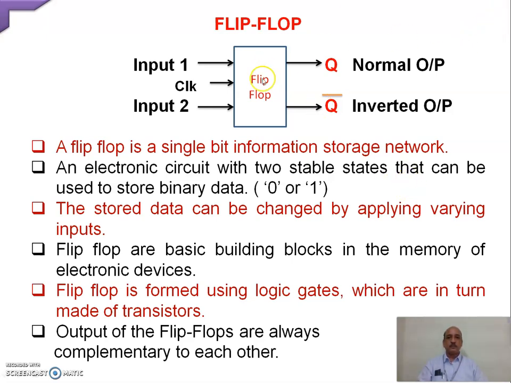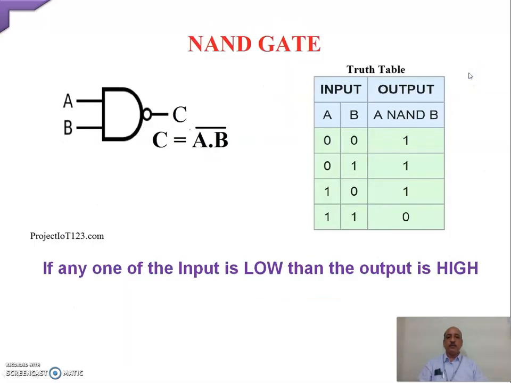So, in this block diagram you can see that there are inputs on the left hand side and outputs on the right hand side, and the outputs are complementary to each other. Q is the normal output, Q bar is the inverted output. Before going for the SR and clocked SR flip-flop, let us review the NAND gate.